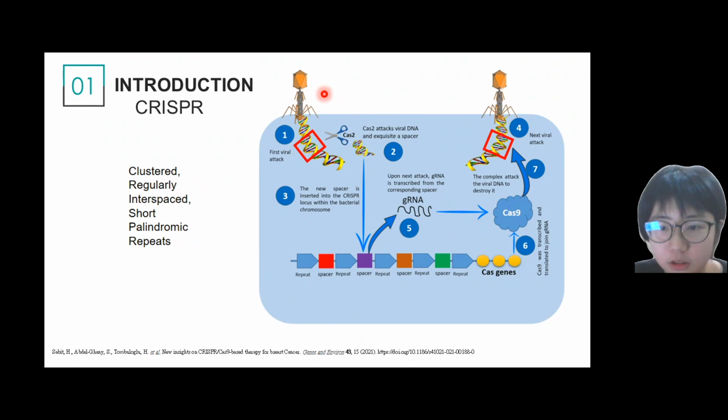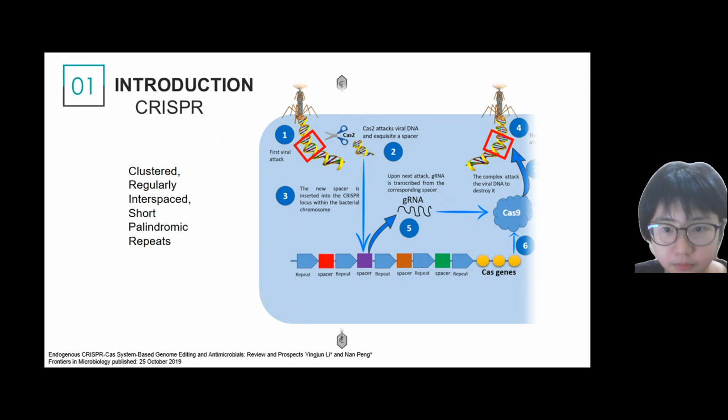The way it works is, when a virus attacks the bacteria, the Cas protein detects the virus and cuts a part of the sequence and brings it back to its home genes. The next time the same virus attacks, the bacteria transcribe a complementary strand of RNA to match the viral DNA in order to resist the virus infection.